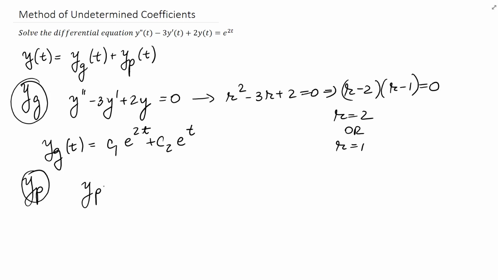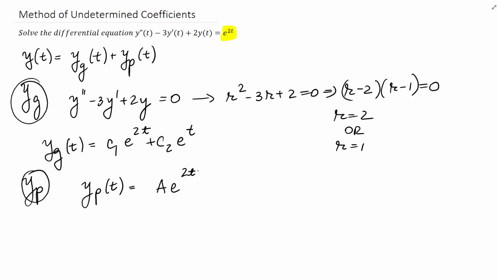So because we are using the method of undetermined coefficients, we try to guess the type of solution we should expect. We do that by looking at the function on the right. So it's an e to 2t. So I'm going to expect to have e to 2t, but times some constant.